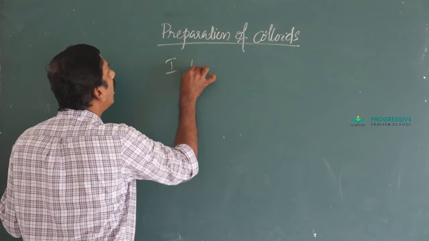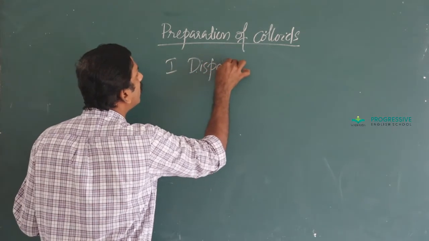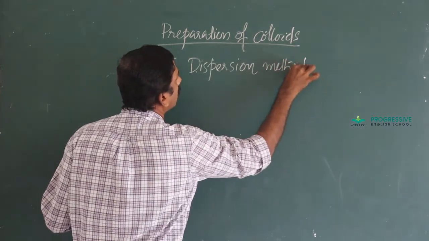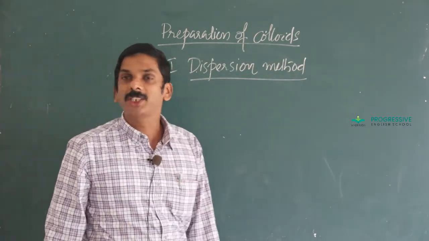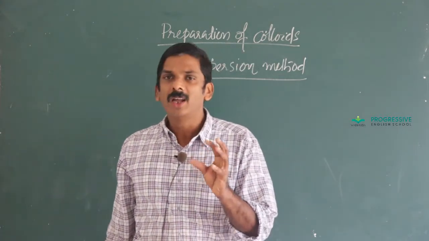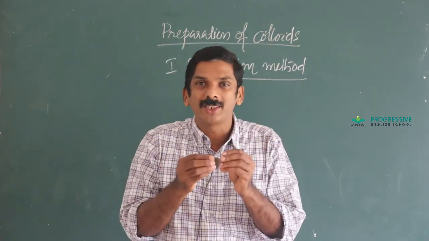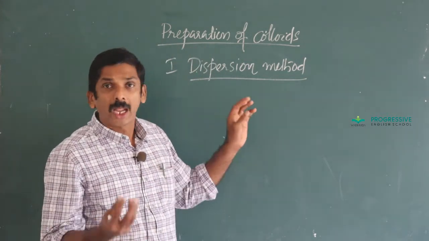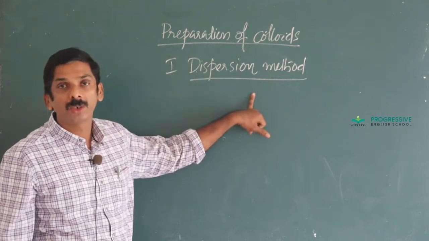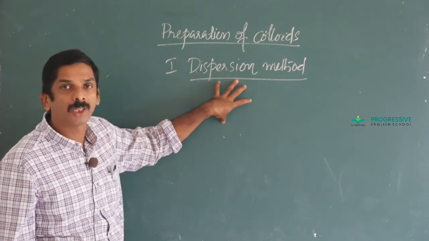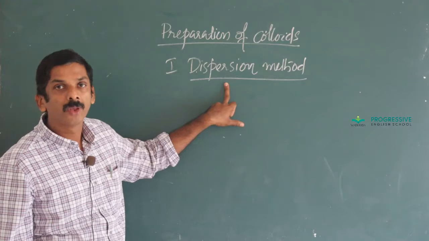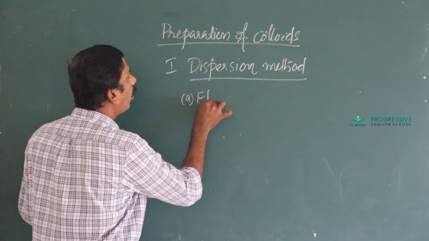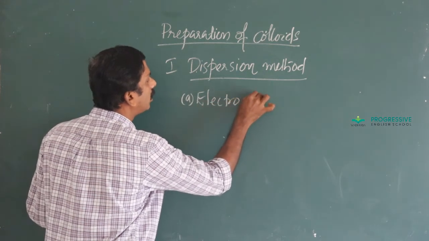One is called the dispersion method. In the dispersion method, the huge blocks of substance are converted to particles of colloidal size. That is, lumps of the substance are converted to colloidal particles in this method. And in the dispersion method, we deal with the electrodispersion method.